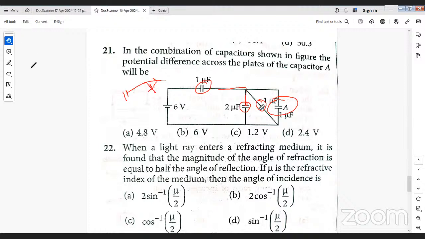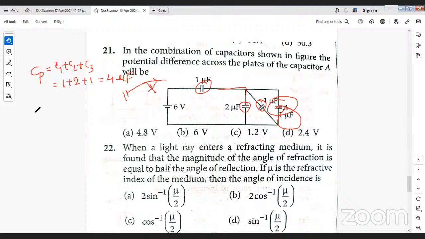When they are in the parallel combination, the formula is Cp is equal to C1 plus C2 plus C3. That is nothing but 1 plus 2 plus 1, that is 4 microfarad. Now this capacitor A, its value is 1 microfarad, and that is in the series combination.